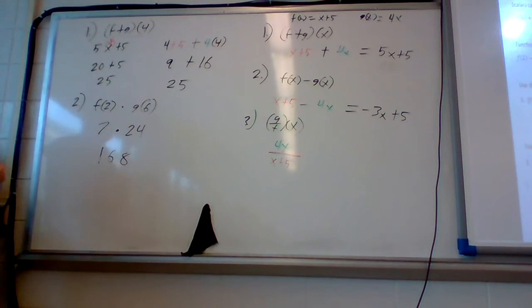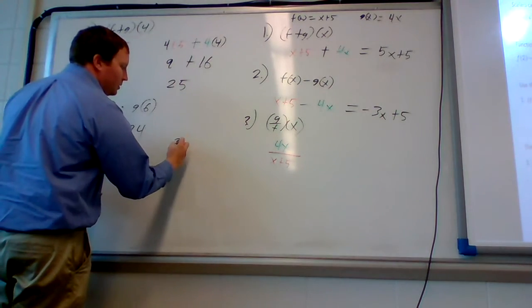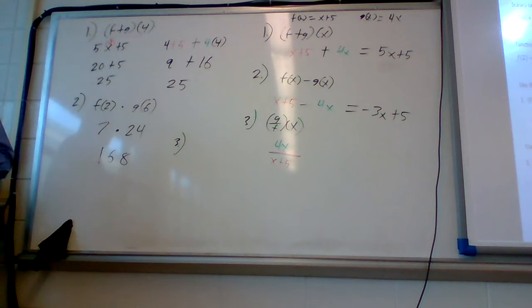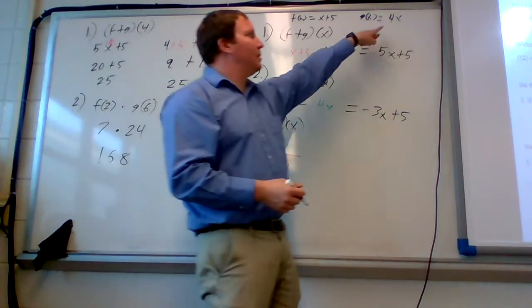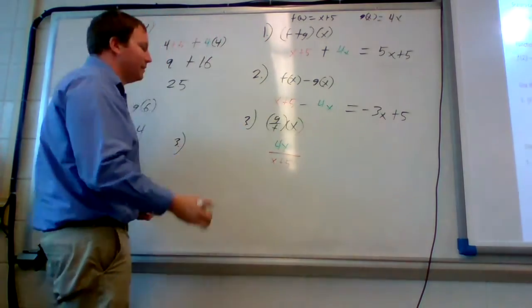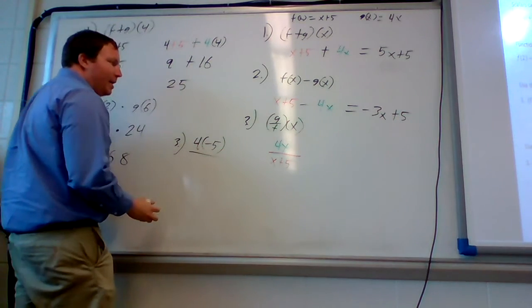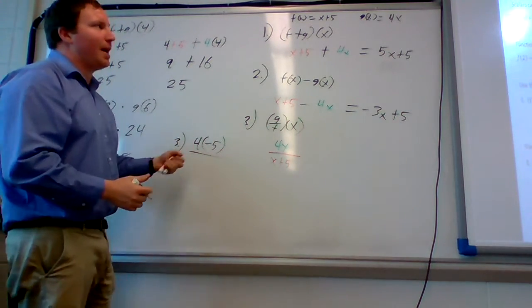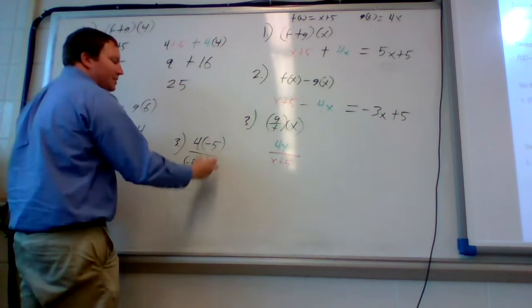And then our last one, number 3. Yeah, this fraction thing is. So we got, is that 158 or 160? 168. And then our last one, we got g divided by f. So the function of g of x, we've got 4 times x, plugging in -5. So 4 times -5, divided by the function of f. So it'd be -5, that's our x value, plus 5.